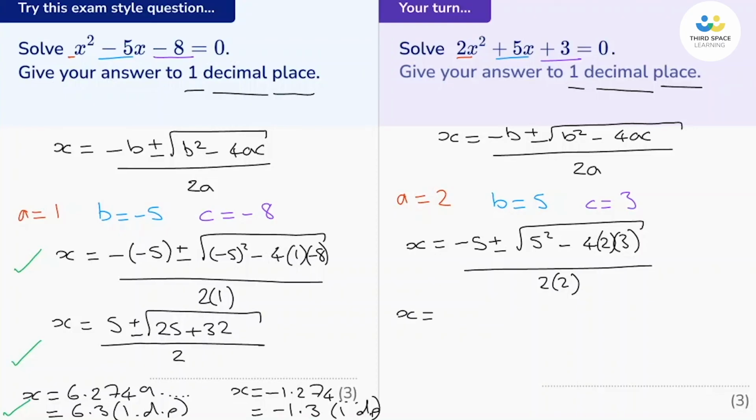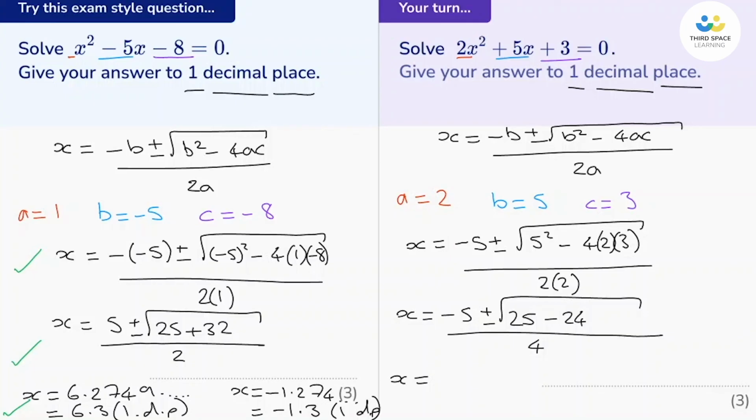So we've got negative 5 plus or minus the square root of, well, 5 squared is 5 times 5, so that's 25. Then we've got minus 4 times 2 times 3. Well, 4 times 2 times 3 is 24, so negative 4 times 2 times 3 will be negative 24. And we're going to divide that by 2 times 2, which is 4. Right, now we have the plus and the minus sign, so we have to do this twice. Once with the plus and once with the minus.